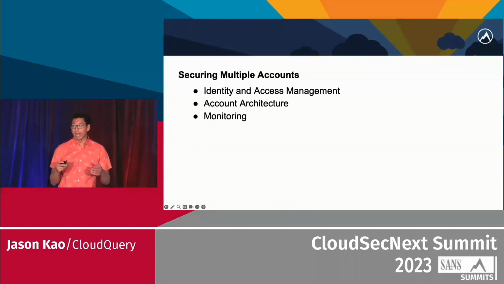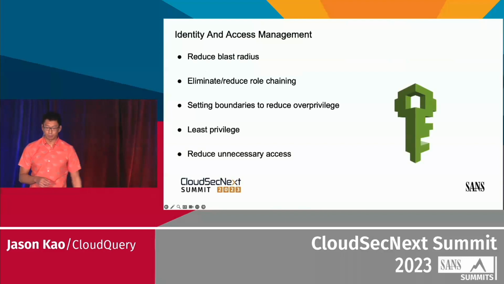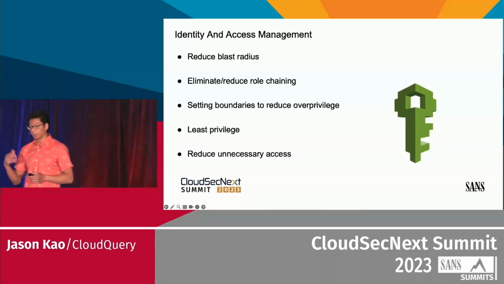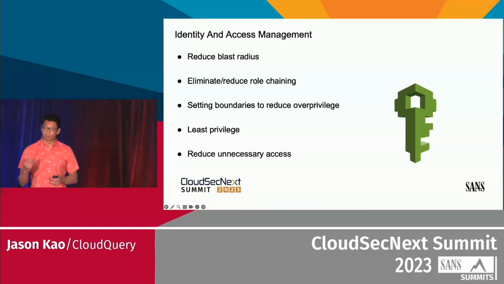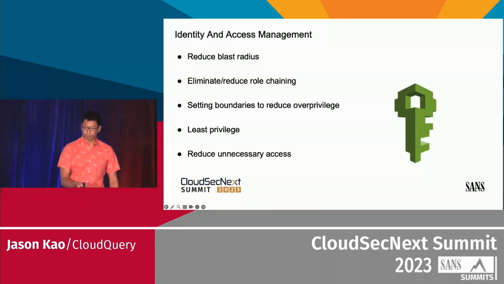So we'll now talk about how best to secure these accounts via three things: identity access management, account architecture, as well as monitoring and how to monitor this. This is a very high level slide, probably all principles you've heard before. We look at reducing blast radius, eliminating role chaining, setting boundaries to reduce overprivilege, least privilege, and reducing unnecessary access.